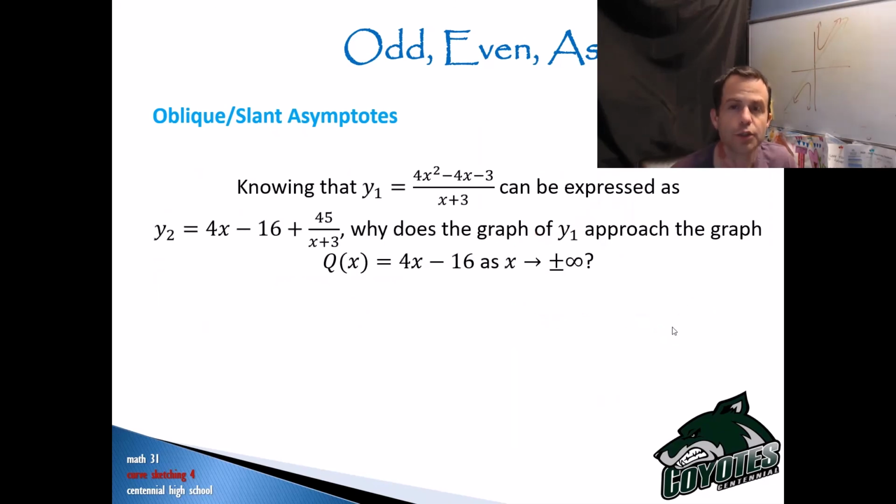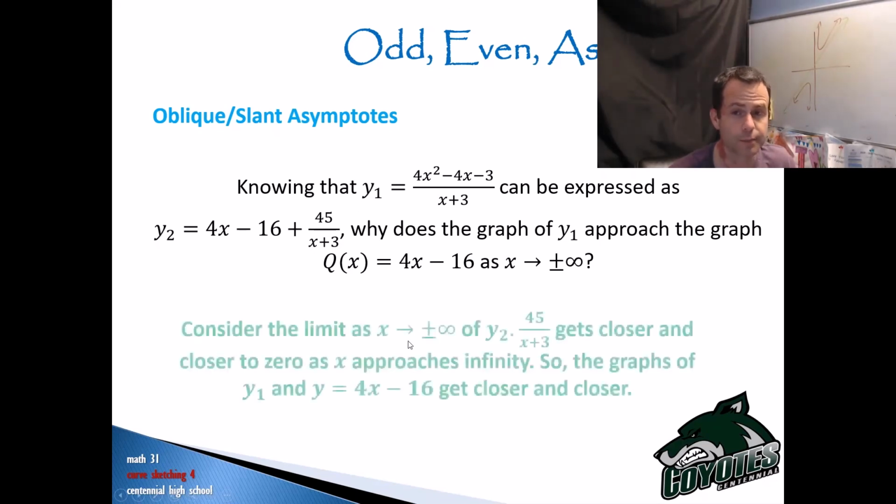So knowing that y1 equals 4x squared minus 4x minus 3 all over x plus 3 can be expressed as y2 equals 4x minus 16 plus 45 over x plus 3, and both of them are expressing the same thing, why does the graph of y1 approach the graph of just q of x as x approaches positive or negative infinity? I've already answered that question. It's because as x gets really big, this fraction that I'm circling with my mouse right now just becomes obsolete.